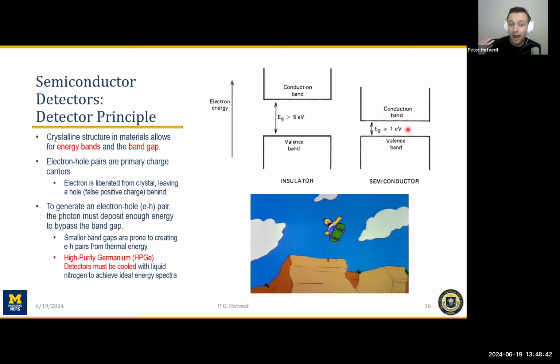And so high purity germanium detectors need to be cooled to cryogenic temperatures with liquid nitrogen in order to get that spectrum that was really, really precise. So if you can use high purity germanium, maybe you want to do that, but maybe you don't.